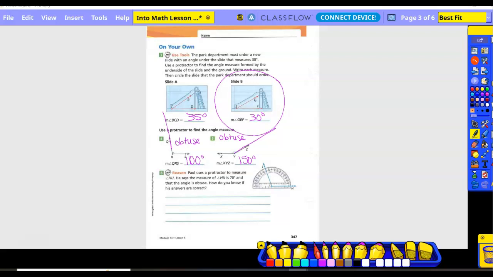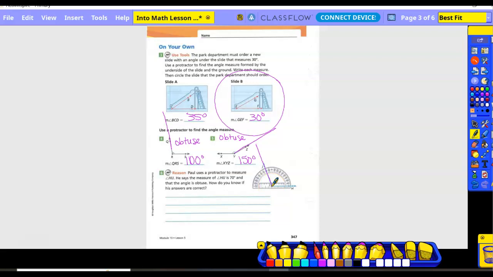But is he correct with his 70 degrees? No, because an obtuse angle is what? It's more than 90 degrees, right? And then less than 180. So let's find his correct angle. So with your protractor, make this line longer. Take your straight edge and make that line longer so it runs right across it.